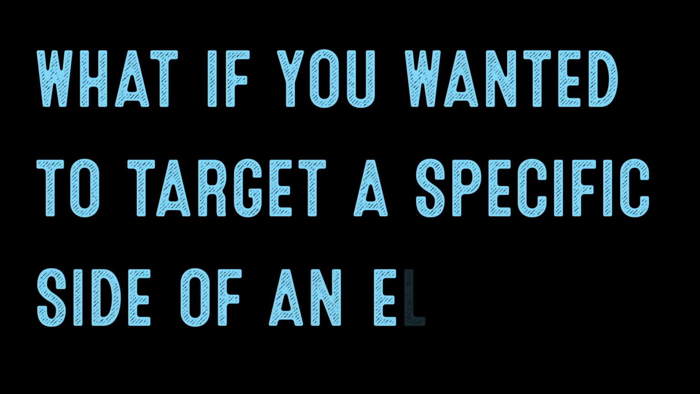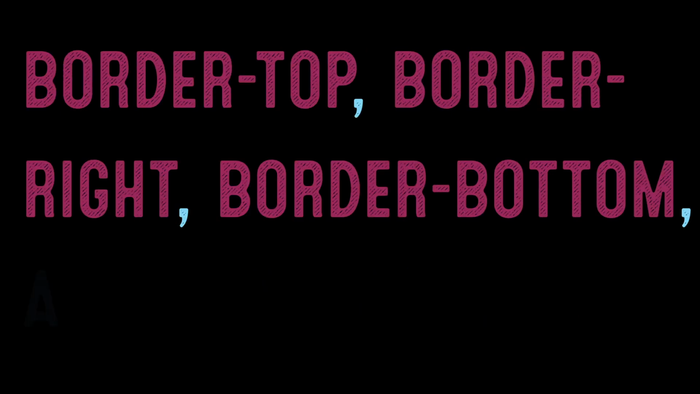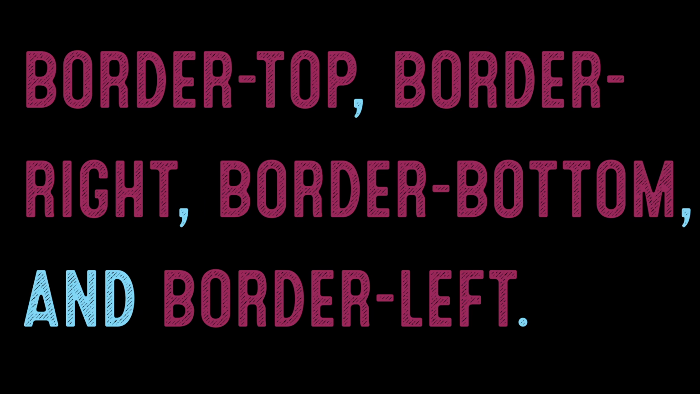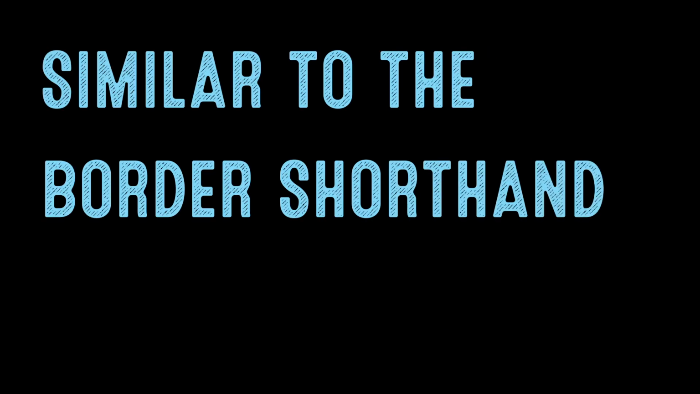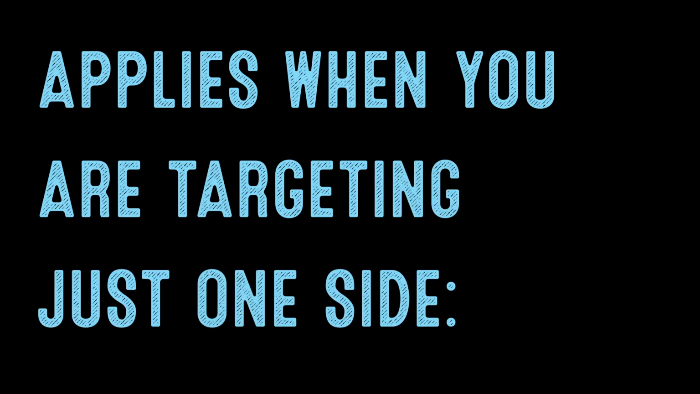The daily code snippet. What if you wanted to target a specific side of an element when specifying a border? In this case, you can use border top, border right, border bottom, and border left. Similar to the border shorthand that we used when targeting all four sides of an element, the shorthand applies when you are targeting just one side.